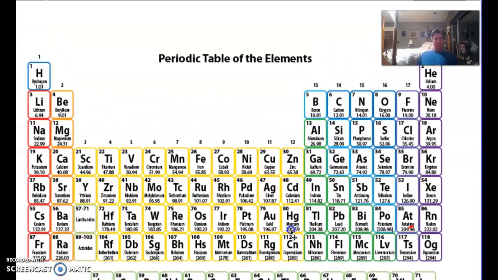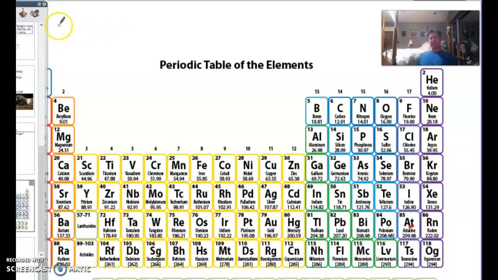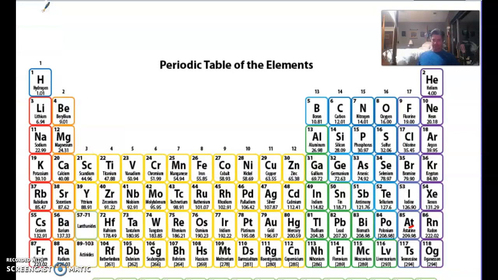Oftentimes periodic tables have atomic weight. Hydrogen has an atomic weight of 1.01, beryllium of 9.01. Well, the unit that we use for atomic weight is sometimes atomic mass unit, which is just generic for comparing atoms. Another unit that we often use is what's called the molar mass, the grams per mole. And so if you have a mole of hydrogen atoms, it weighs 1.0 grams.